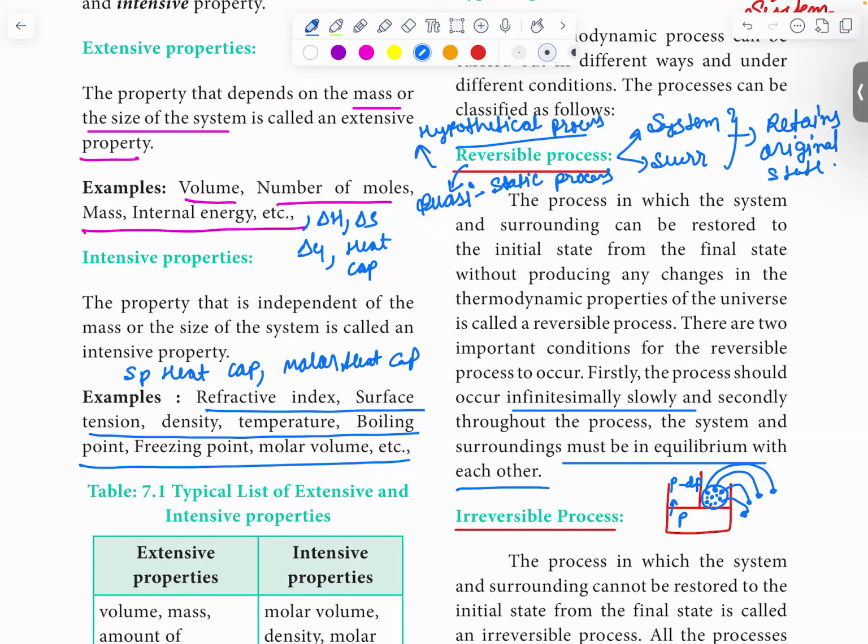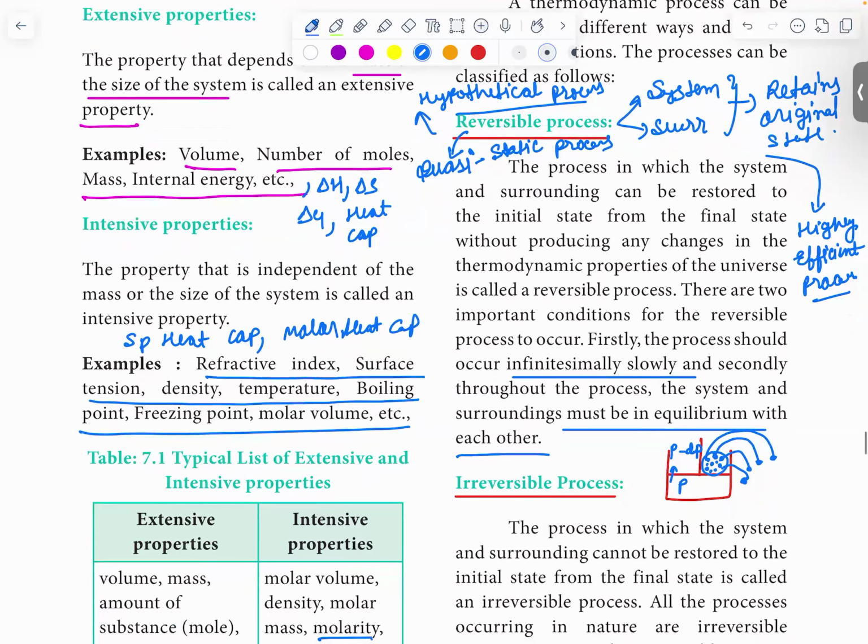Another important thing about reversible processes is that they are highly efficient processes. Why am I calling it highly efficient? Because when we want to obtain work from the system, and the system performs work in a reversible manner, we obtain a greater output of work. Later in this chapter, in the second law of thermodynamics, and in the first law also, we will understand that the work obtained from a reversible process by the system is maximum, and that's why it is a highly efficient process.